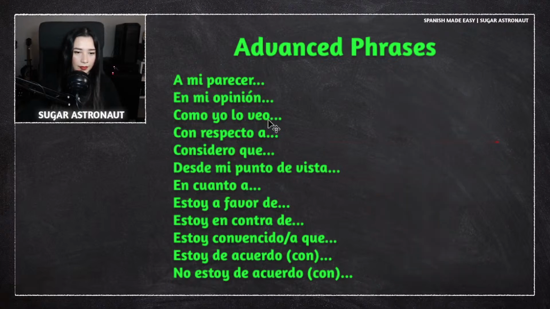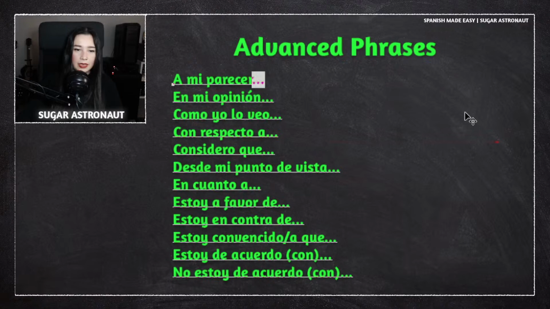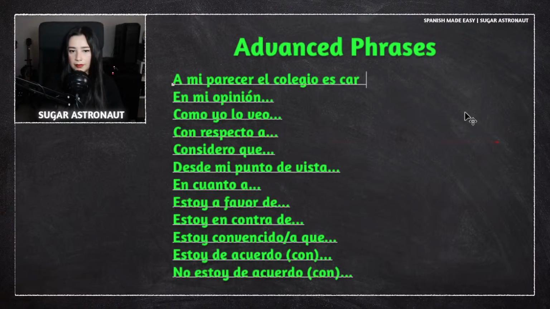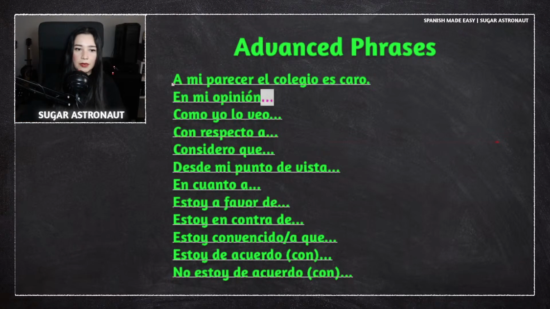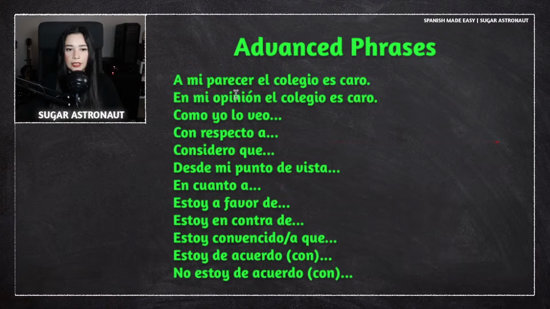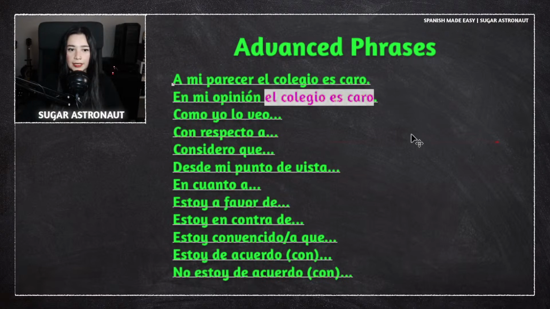Okay. A mi parecer, same thing. Let's just use one single thing. El colegio es caro. Same thing. A mi parecer, el colegio es caro. And that means, in my opinion, the college is expensive. School, college is expensive. Same thing here. En mi opinión, el colegio es caro.